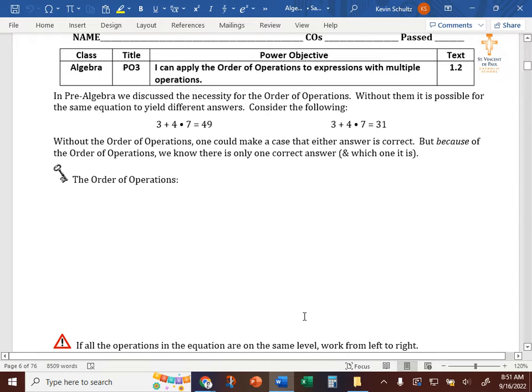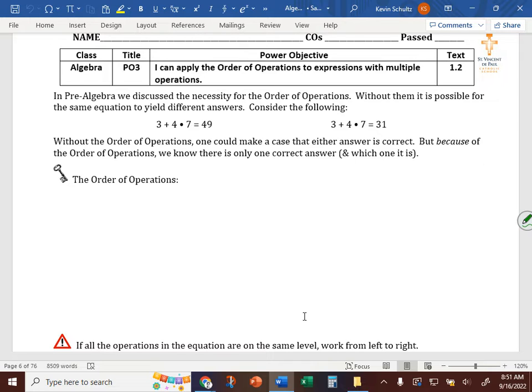We have our first power objective of the year. It's on the order of operations. Definitely a review, but we're going to be diving into it a little bit deeper, and definitely worth reviewing because it does obviously come up pretty heftily. Heftily? In algebra.